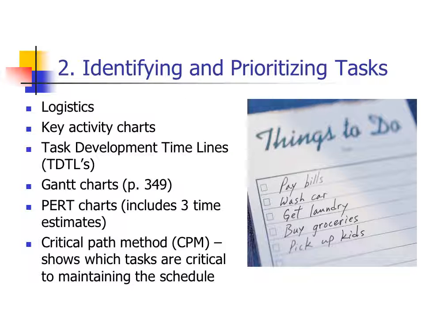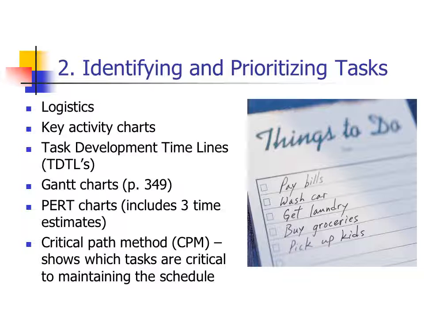All right, so identifying and prioritizing tasks. I'm sure many of you do this on a daily basis. It's called a to-do list. We can also call this logistics, but there are a number of tools that can be used to help you stay on track. A to-do list is something that many people do, and it helps them to set up their day. But we have tools like key activity charts. I guess that would be most like your to-do list. You can get a little bit more sophisticated with what's called a TDTL, or Task Development Timeline.